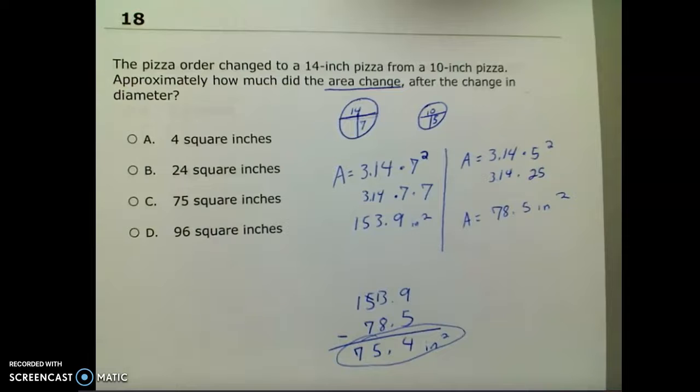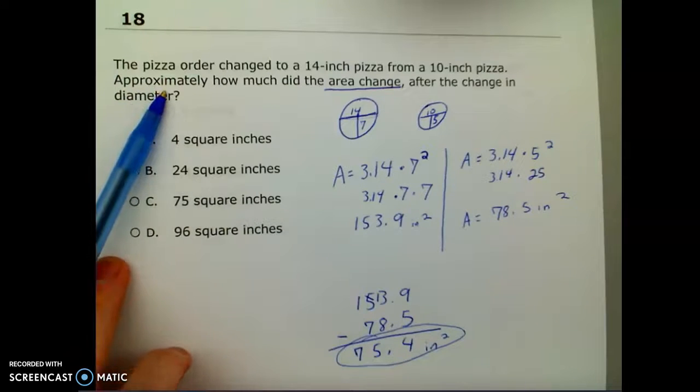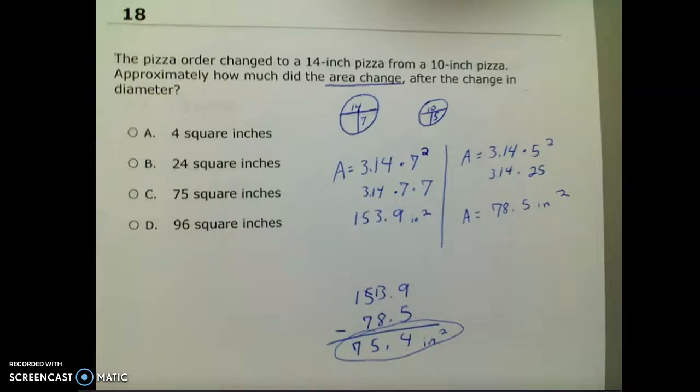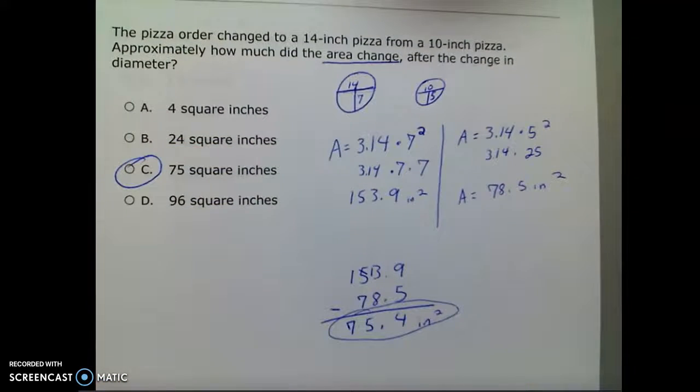So as we look at our choices over here, I notice that none of these match exactly. That's because we're using pi. So notice the test question said approximately. That means we're going to have to round. So now that I have my answer, I'm going to pick C because it is the closest to that answer.